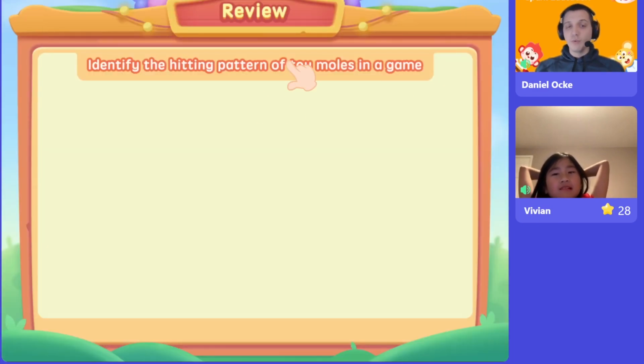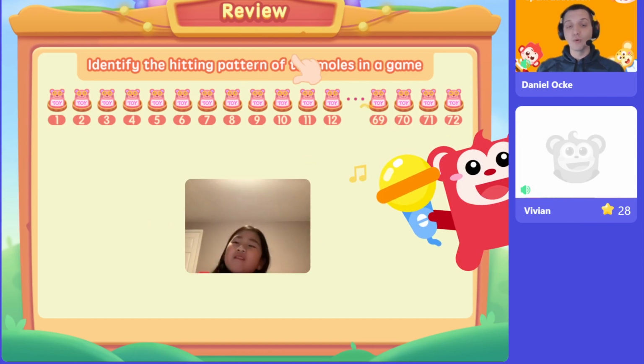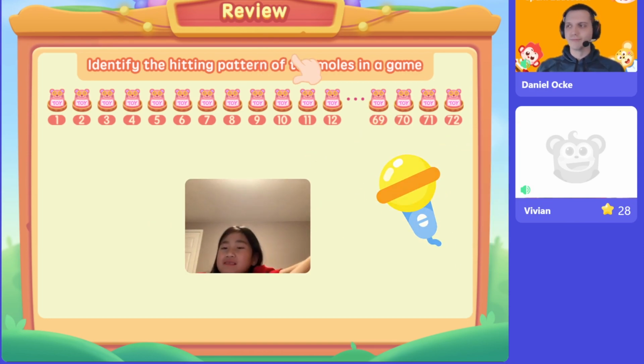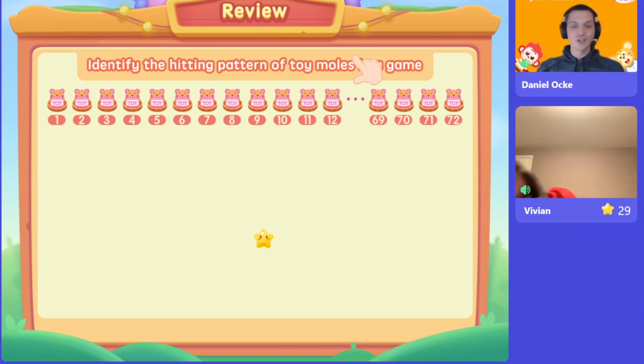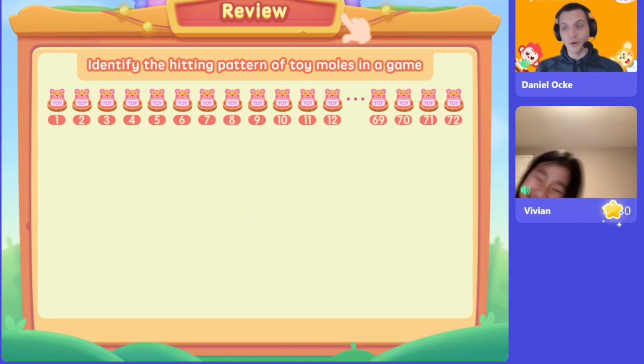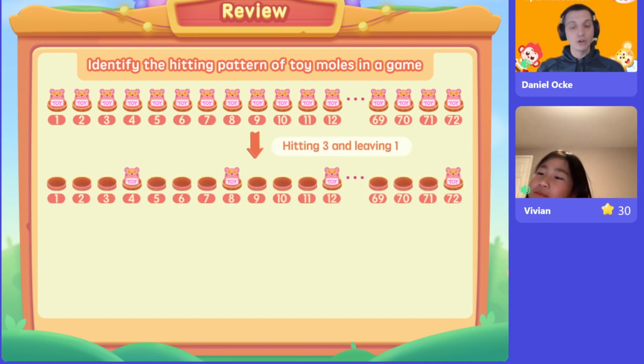Okay, so just to review what we talked about here, we want to identify the hitting pattern of the toy moles in the game. So if we had all of our moles here, Vivian, do you remember what our pattern was when we were whacking the moles? Whack 3, 1 stand. Absolutely, yeah. So we're whacking 3 of them, we're leaving 1. We're whacking 3 more, and then we're leaving 1. Okay, so our pattern looked like this.